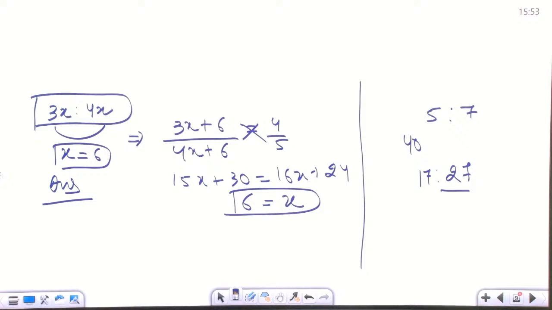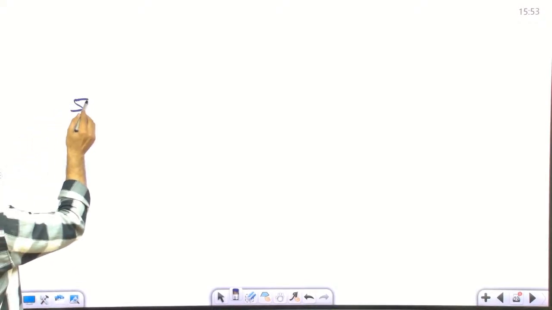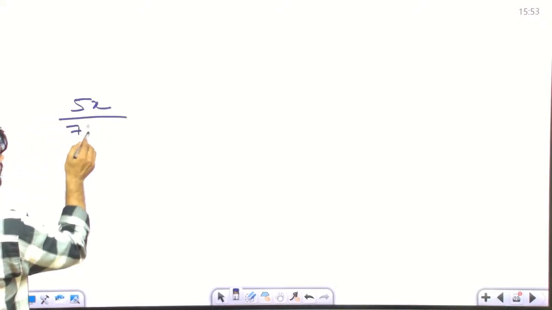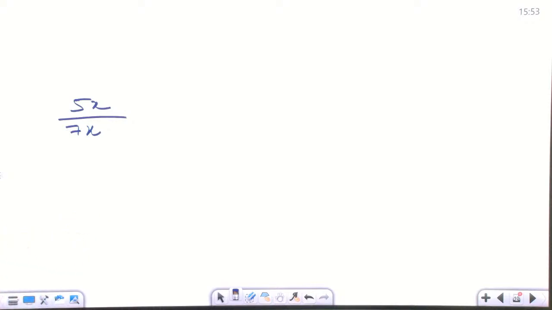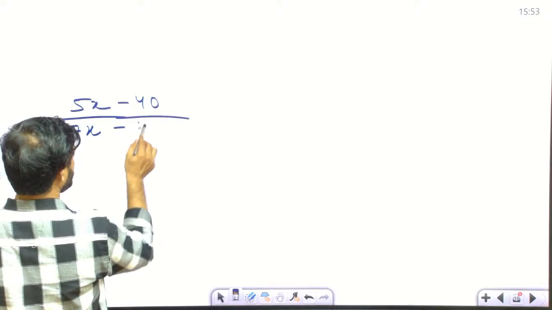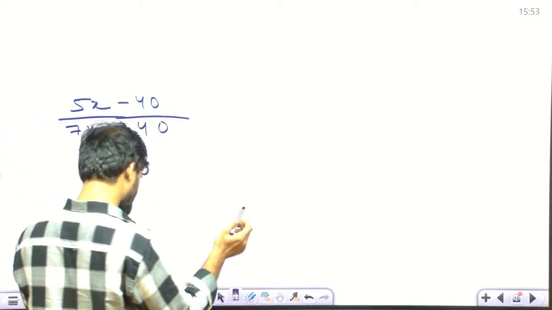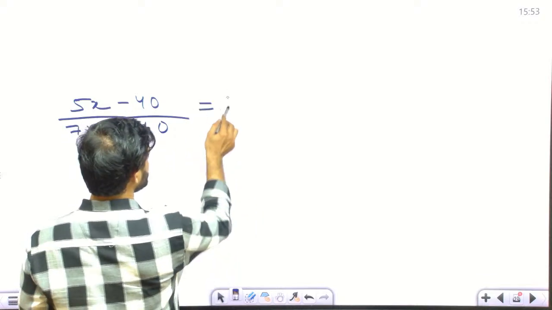Okay, then look at the board. Numbers are 5x and 7x. From those numbers, 5x and 7x, from every number, 40 was removed. So minus 40 and minus 40. And now the ratio becomes 17 is to 27.